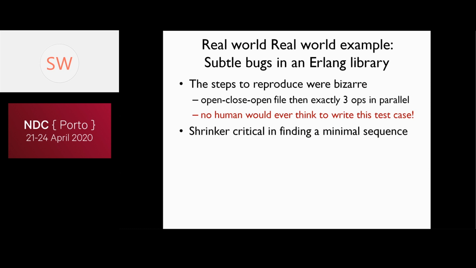But that's not very helpful to understanding what the problem is. By using a shrinker, you can actually find the minimum test case. So in this case, if you did 2 different operations in parallel, 2 clients, that wouldn't reproduce it. You had to have 3 different people doing these things at the same time. And that would be the minimal thing that would fail.